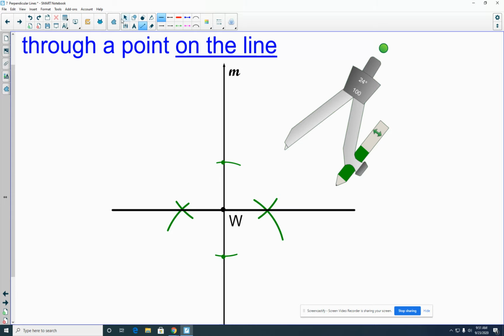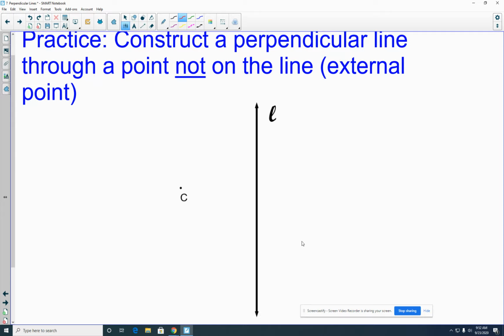Perfect. It's not done until I actually put arrows at the end of my line. Now my lines are perpendicular. I can show that they're perpendicular by putting a little box. And there we go. Okay, so we did it when the point is on the line. Now let's do a line perpendicular through a point not on the line.